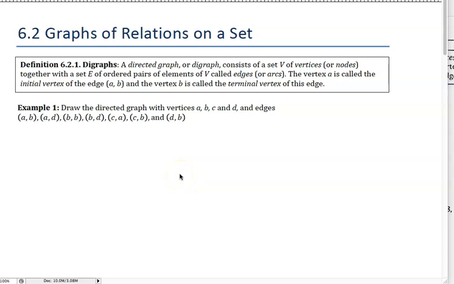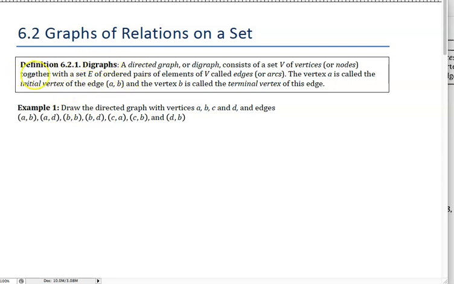Hello, so this is section 6.2, and we've been looking at relations. In this section in particular, we're going to look at how to represent a relation with a graph. This is not a typical graph that you think of in algebra, with XY axes, but something like an arrow diagram.